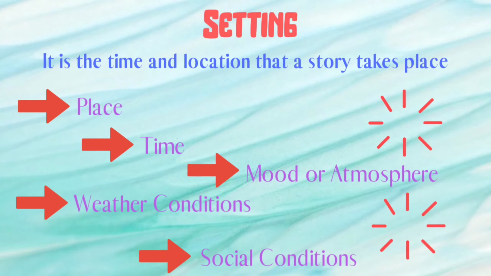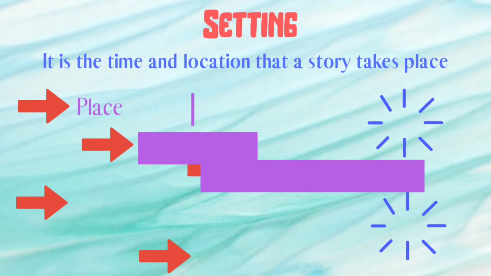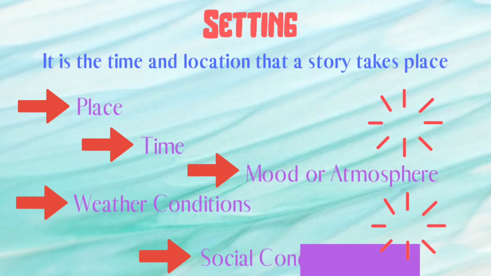It could be a place, referring to a geographical location. Time, when is the story taking place? Historical period or time of the day or year. Weather conditions. Is it rainy, sunny, stormy? Social conditions, like what is the daily life of the characters? Does the story contain local color? Or mood or atmosphere, what feeling is created at the beginning of the story? Is it bright, cheerful, or dark?